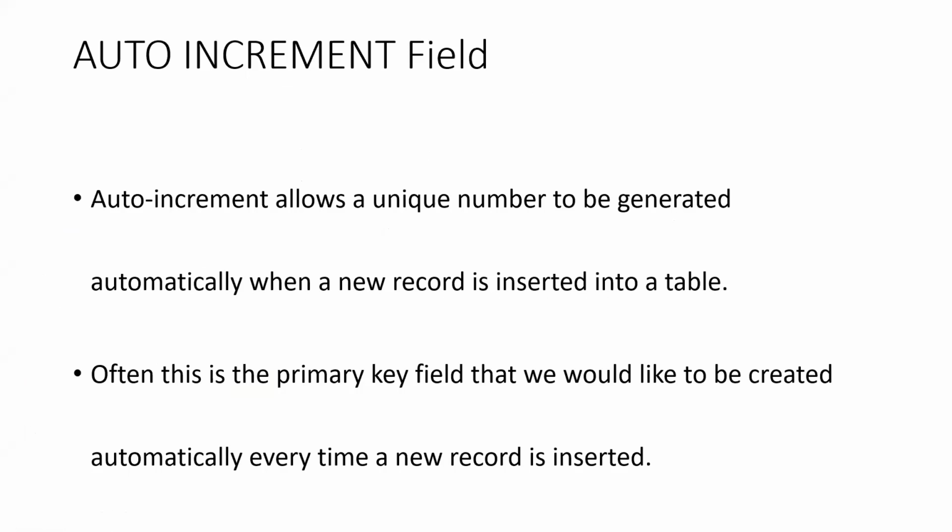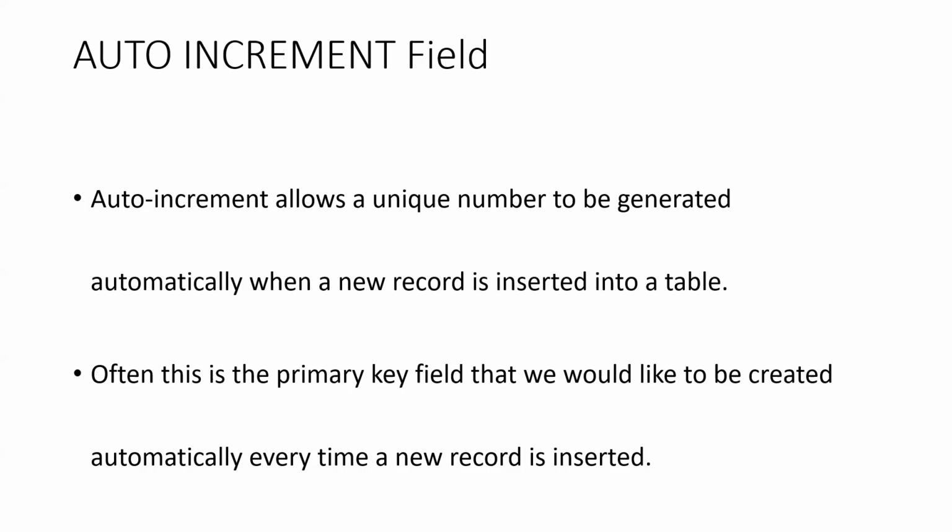So next we move on to the auto increment field. What is an auto increment field? There are 4 columns available in a table: employee ID, employee name, date of birth, age. In employee ID, I am not giving any value. So I set it as an auto increment field.